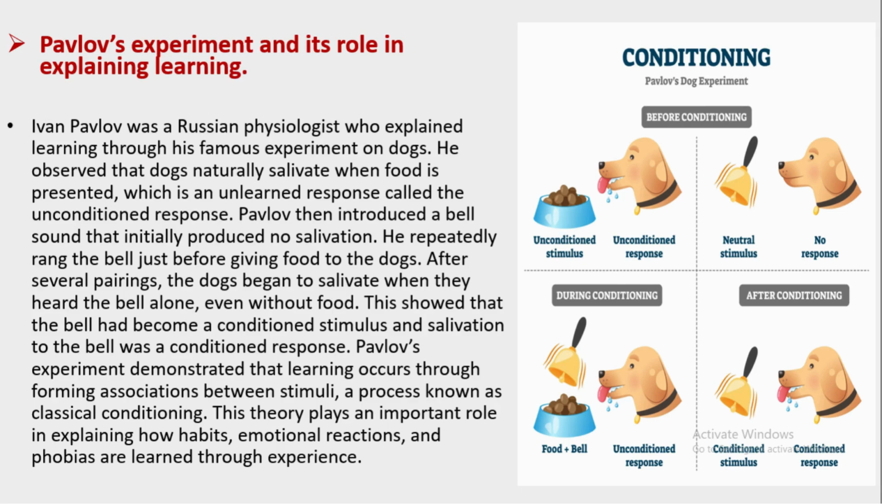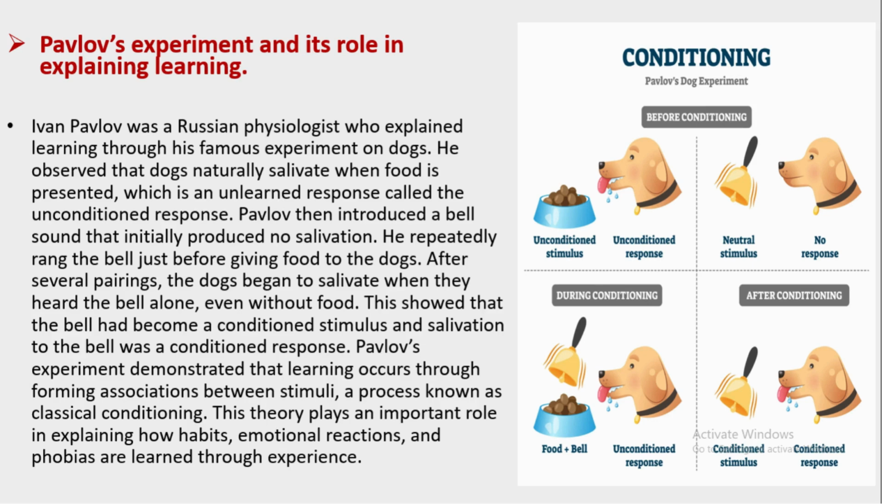Ivan Pavlov was a Russian psychologist who explained learning through his famous experiments on dogs. He observed that dogs naturally salivate when food is presented, which is an unlearned response called the unconditioned response. Pavlov then introduced a bell sound that initially produced no salivation. He repeatedly rang the bell just before giving food to the dogs. After several pairings, the dogs began to salivate when they heard the bell alone, even without food.